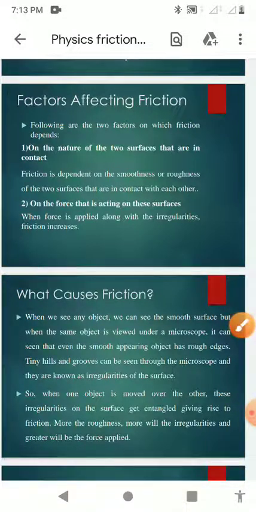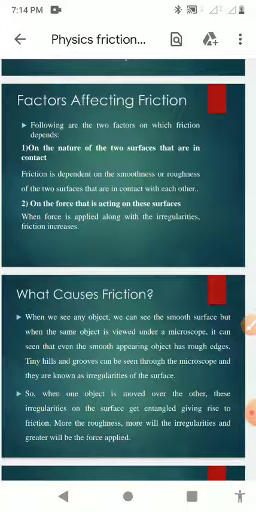When we see any object, we can see smooth surfaces by our naked eyes, but we cannot see the irregularities on that object. When we see the same object under the microscope, what will happen? It is observed that even a subject that appears smooth to the naked eye actually has rough edges, or irregularities on its surface, like tiny hills and grooves. They are basically known as irregularities, isn't it?